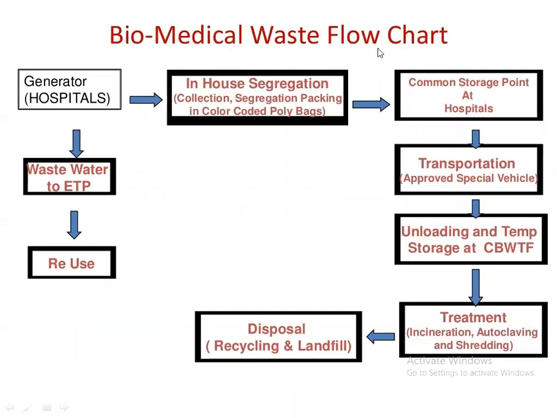The biomedical waste flow chart. This is from the hospital. This is a major source where the waste is generated. Generator, hospital, and from here in-house segregation and collection of that waste is done. Collection, segregation, packing in color-coded polybags.